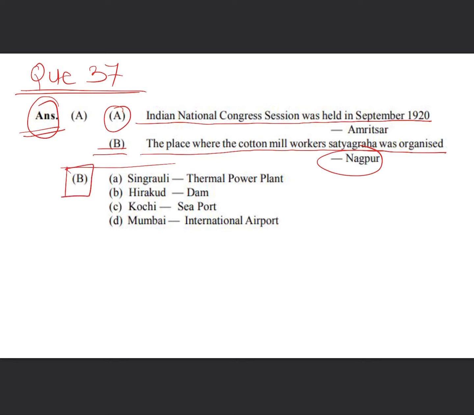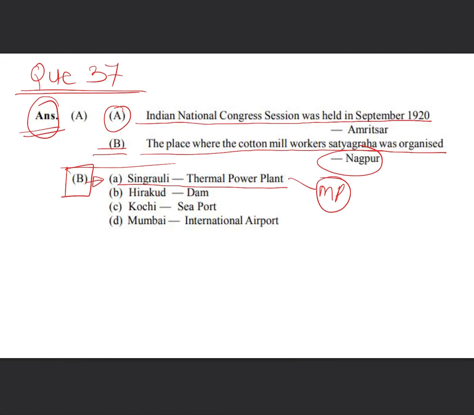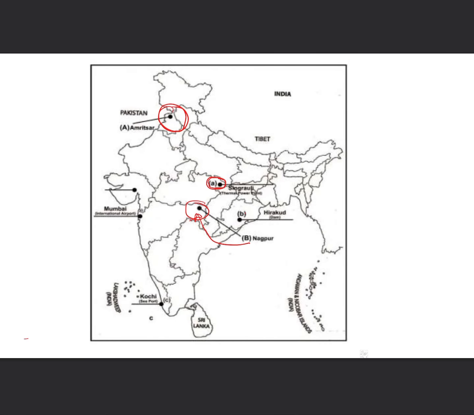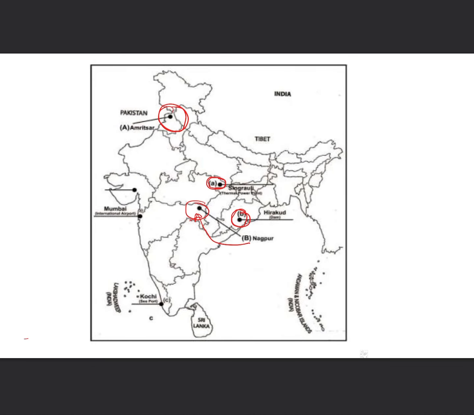Question number B. First, where is Singrauli thermal power plant located? It is located in Madhya Pradesh. Here it is located. B. Hirakud Dam. Hirakud Dam is located in Odisha. C. Kochi seaport. Kochi seaport is located in Kerala.